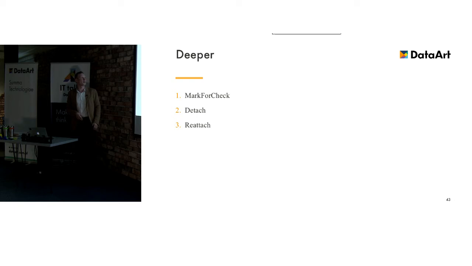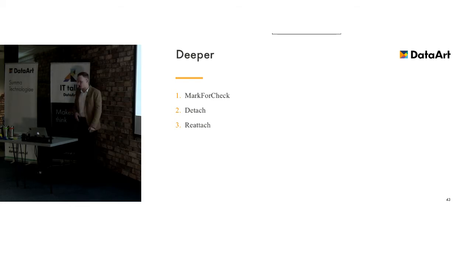So we can go deeper, and I also mentioned mark or check, which allows us to run the change detection manually. But I didn't mention two things. They are detach and reattach. For example, we know for sure that now we are going to make some complicated calculations which are going to cause some series of changes, and we want to avoid them. We want to avoid tracking of those changes. It might be very useful.